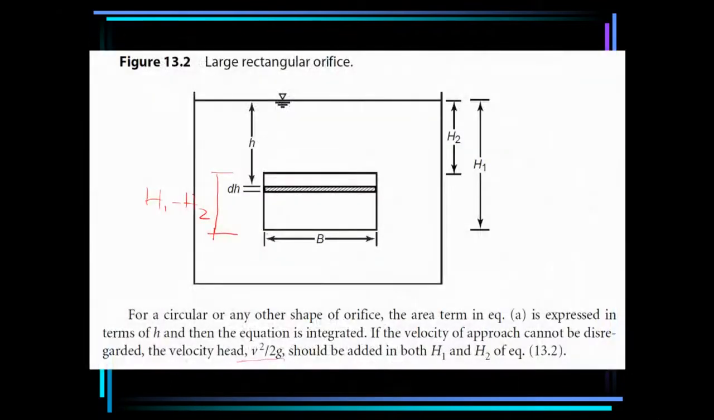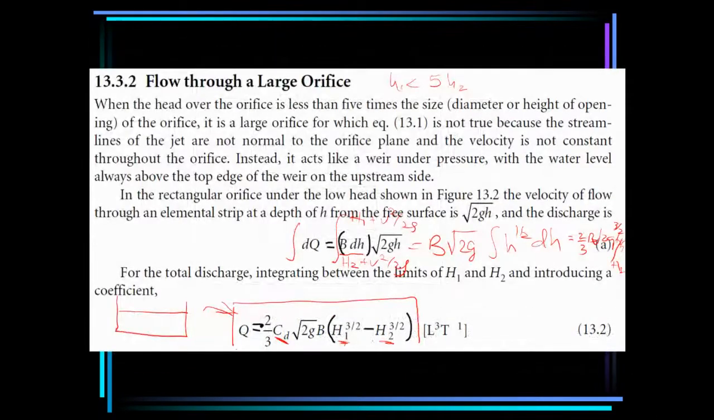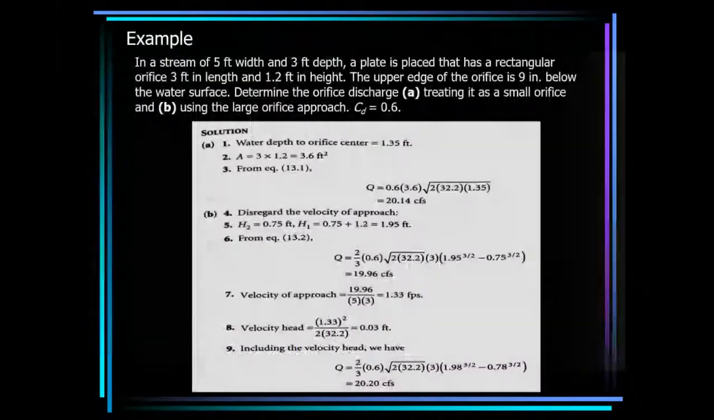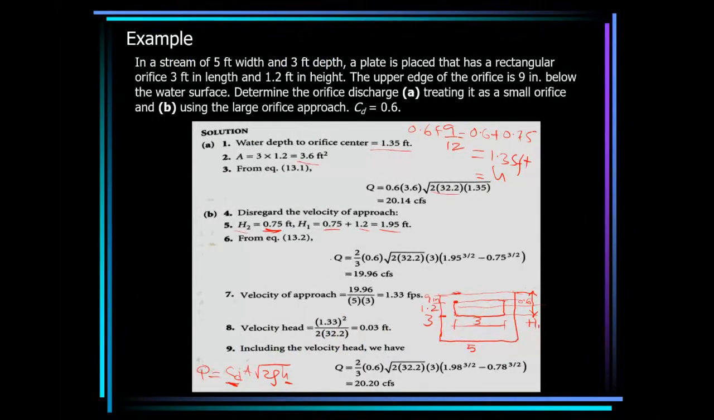We just plug into this formula, our H1, H2, B, C, D. So we plug in the values and calculate. We have the value of the flow rate to be 19.96. So you can see when we treat it as a small discharge, we get 19.96.